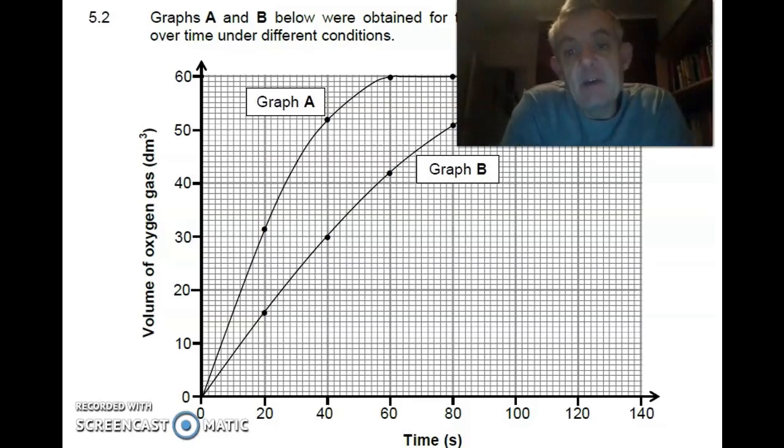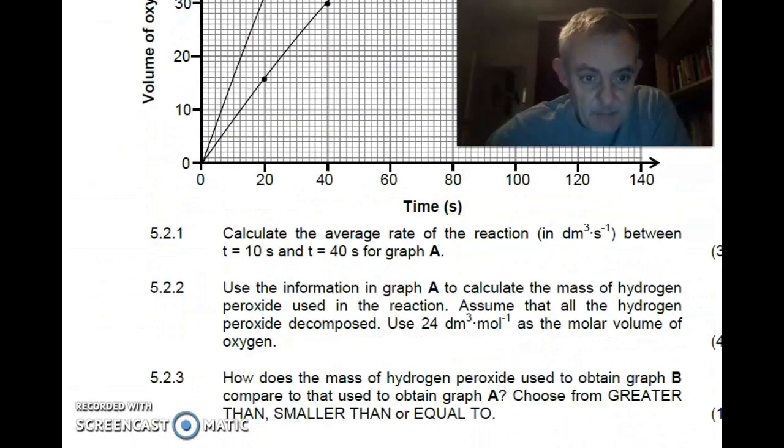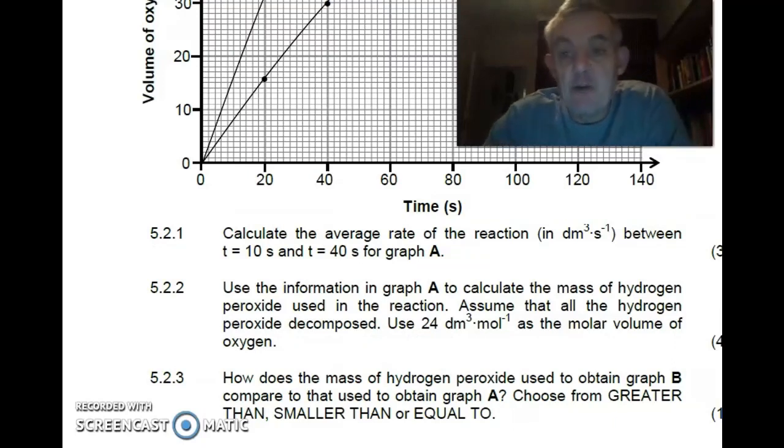This session, the theme is looking at the chemical industry, particularly because of stoichiometric calculations. So I would just like to start off by showing you this question, which is from the grade 12 paper. Now, the question is about rates of reactions, and you haven't done that yet, but you will see here, question 5.2.2, it says use the information in the graph to calculate the mass of hydrogen peroxide used in the reaction.